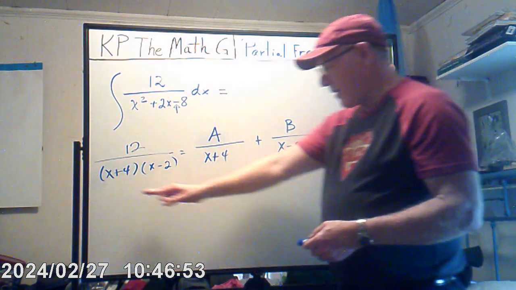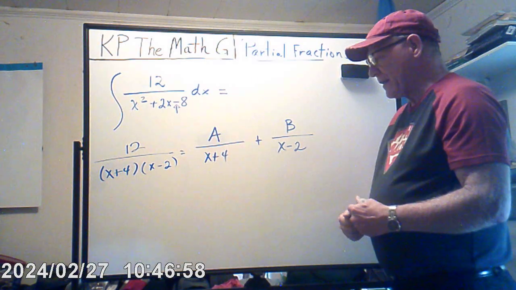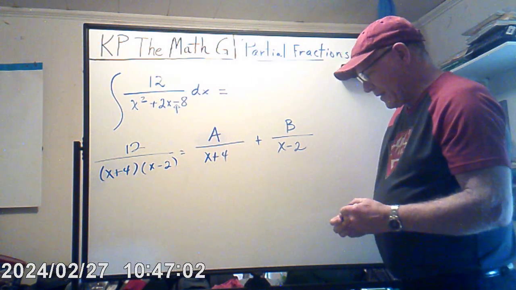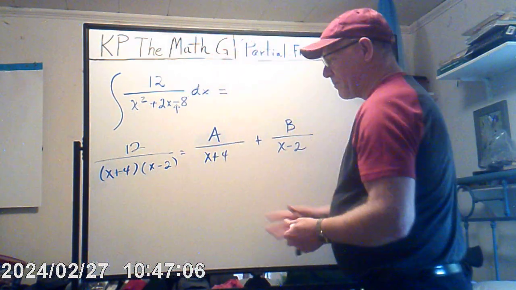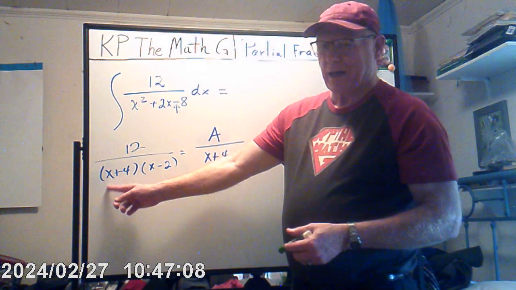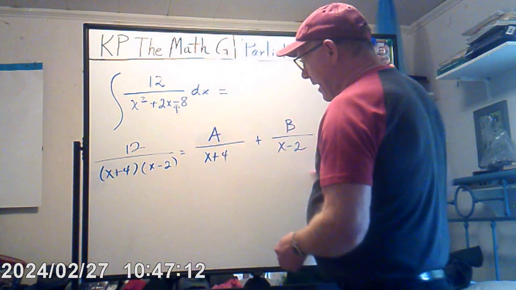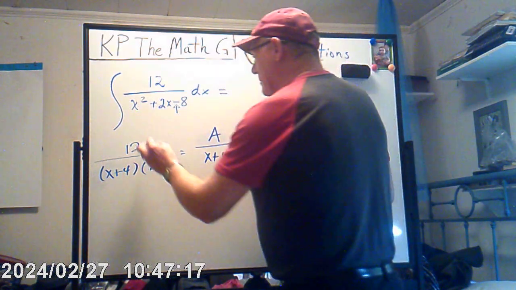If I were going to solve any kind of fraction like this, I have fractions involved. I want to multiply by the denominator, provided that x is not equal to negative 4 and x is not equal to 2. Right now, we want to get rid of this denominator. Okay, so let's do that.